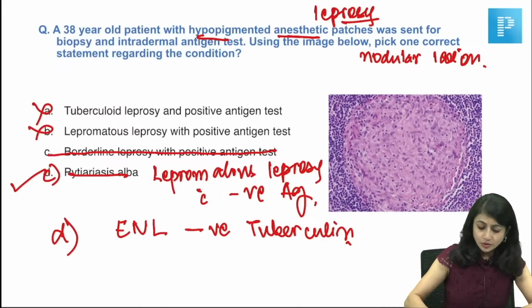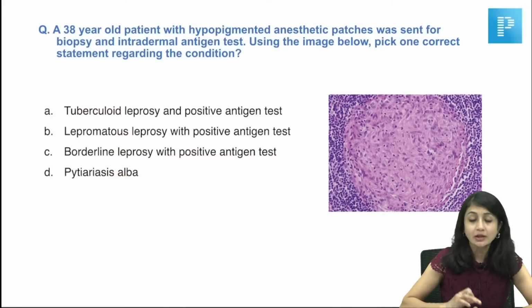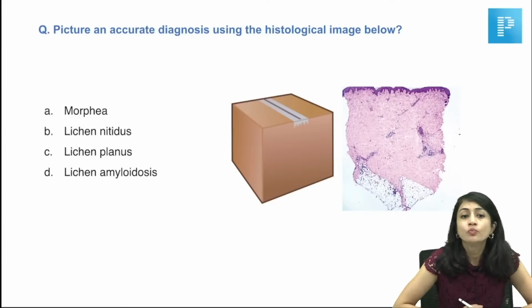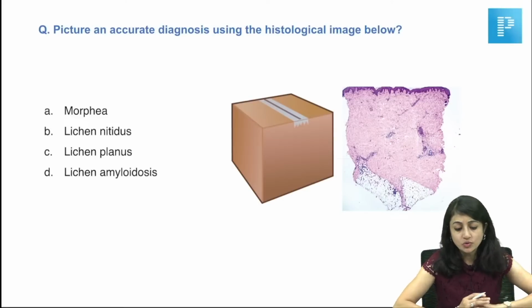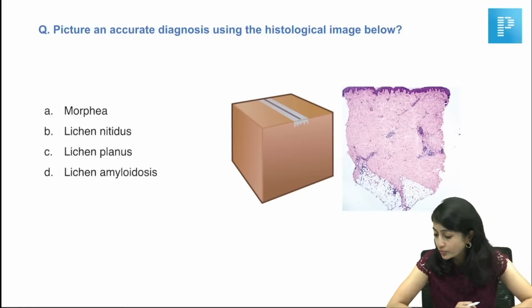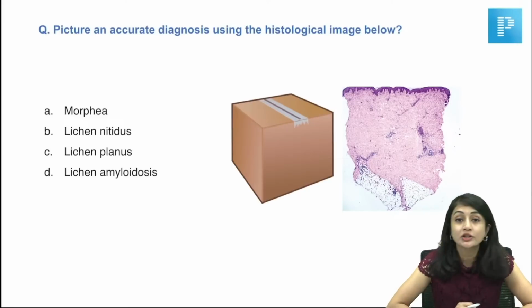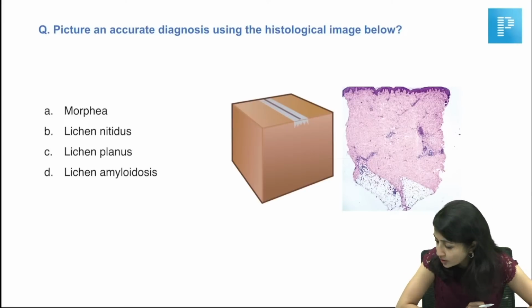Right. So thank you so much. I think we do not have any more inputs for this question. So moving on to the next question. Picture an accurate diagnosis using the histopathological image shown below. So one question about box-shaped lesion. Is this the one that you're talking about, Dr. Lokesh?